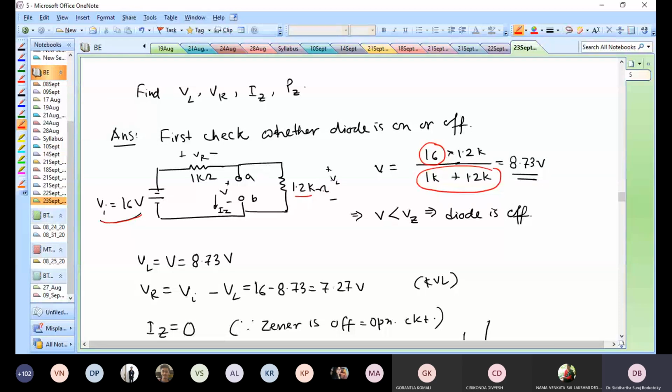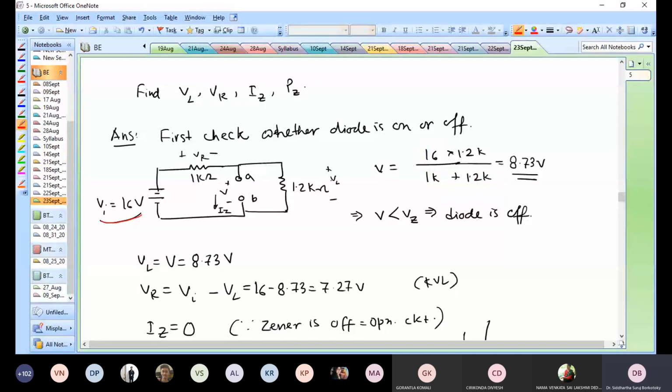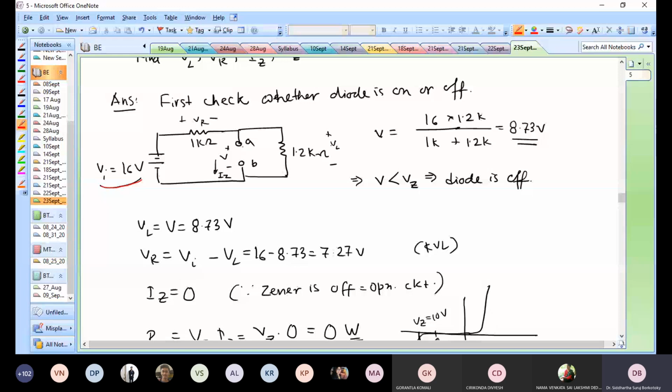So that is the total current. That total current times the load resistance would give you the load voltage. So that load voltage is 8.73 volts. Okay, so we now have 8.73 volts across the load resistor, but that has to be the same as the voltage across the terminals A and B. So across terminals A and B, I am getting 8.73.